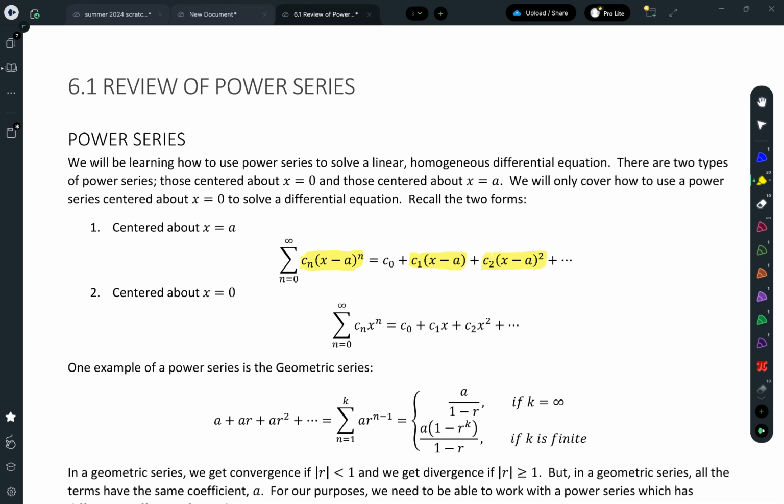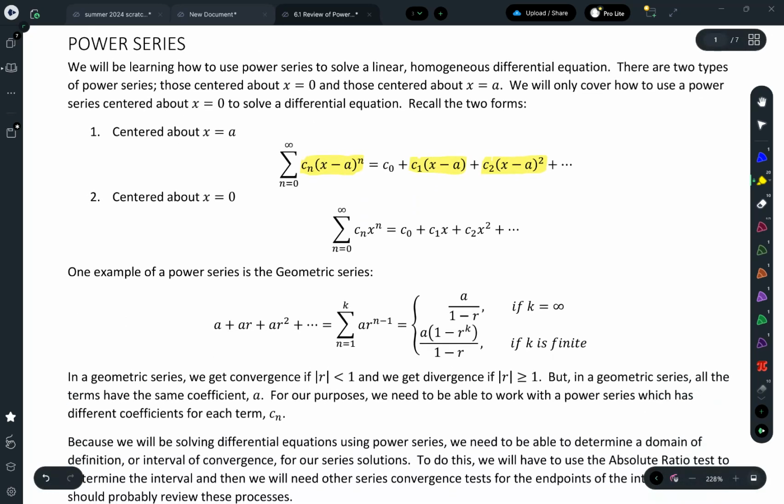Now, if we choose to center about x equals 0, it just simplifies the look of everything. And so we still have the sigma notation, but now instead of x minus a, we just have x to the n. And so when our counter starts at n equals 0, we get c naught x to the 0, which is just c naught. When n is 1, we have c1 x. When n is 2, we get c2 x squared. And this goes on forever and ever.